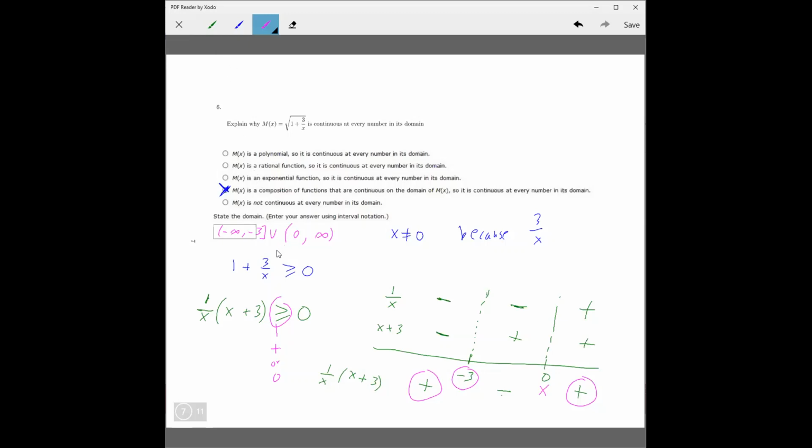And by the way, this symbol here, you can get that if you just type union, or you can get it from the menu on this side of WebAssign. Okay, any questions about that? Okay, let's move on.